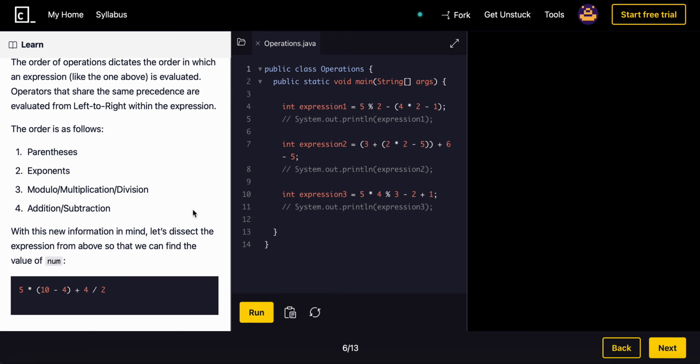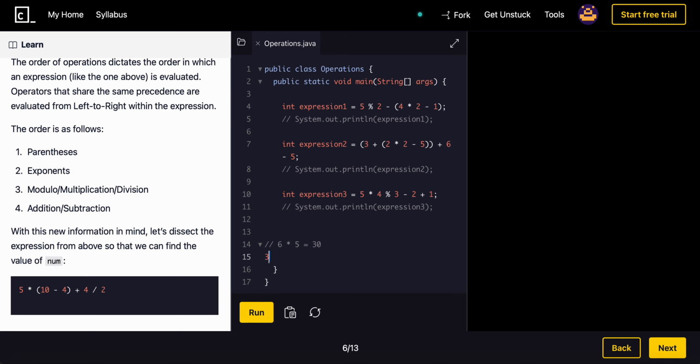So let's actually do it together. Looking at this expression, what do you think is going to be evaluated first? Well, the obvious answer is this, right? 10 minus 4 is going to be 6. So we have 6 so far, and then we times that by 5, which equals 30. Now we have 30, but we have to divide that by 2 because of the division.